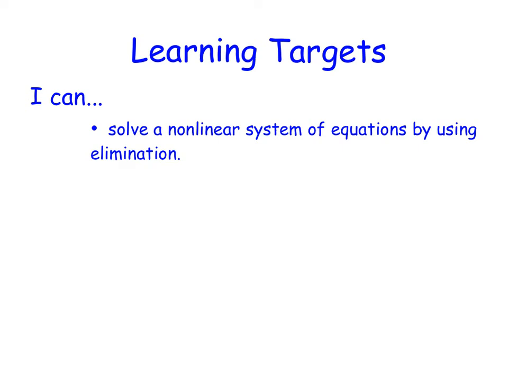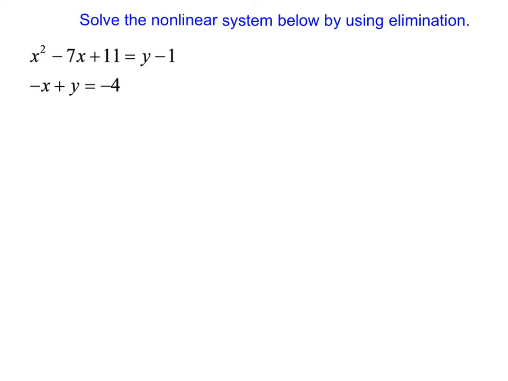In this video, we're going to be solving a nonlinear system of equations by using the elimination strategy. If you look at the problem in front of you, you can see that we clearly have a nonlinear system because this first equation has an x squared in it. And then you can see the second one is linear because it doesn't contain any additional functions. So we're trying to find where this quadratic and this line cross. And we're going to use the elimination strategy.